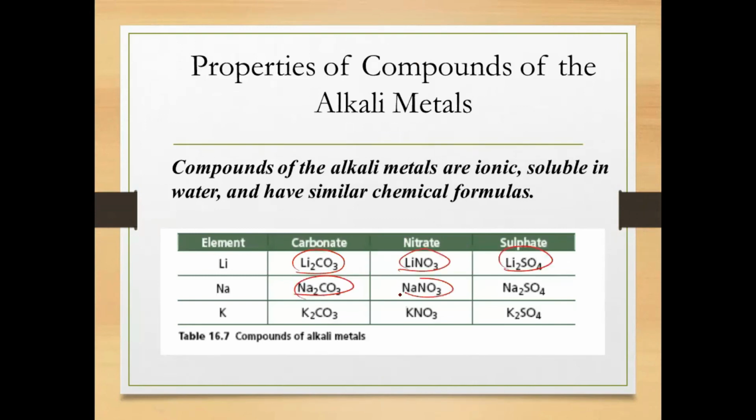Now, properties of some compounds of alkali metals. For example, lithium carbonate, lithium nitrate, and lithium sulfate. Same as sodium carbonate, sodium nitrate, sodium sulfate, potassium carbonate, potassium nitrate, and potassium sulfate. These are some compounds of group number 1. Compounds of the alkali metals are ionic, because group number 1 members have 1 electron in their outermost shell, so they can easily donate that electron to form an ionic bond. They are soluble in water because they are ionic, and they have the same chemical formulas.